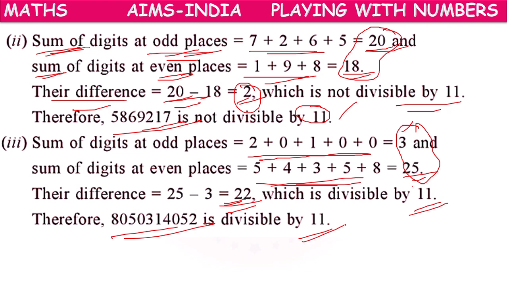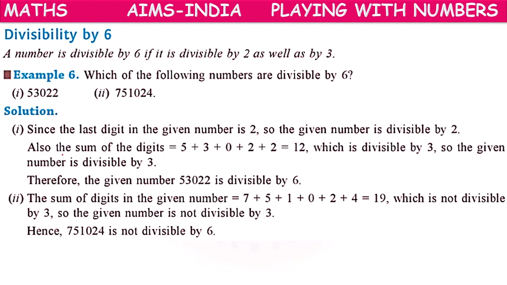So this is the divisibility rule for 11. Next, divisibility by 6. A number is divisible by 6 if it is divisible by 2 as well as 3. Suppose this is the number. The last digit is 2, so it is divisible by 2.